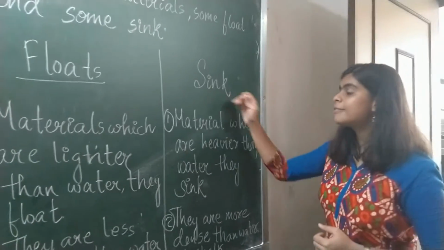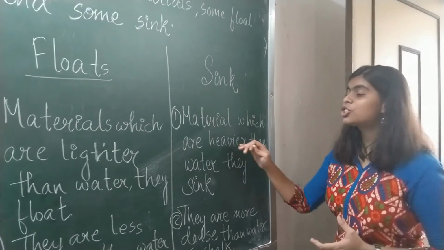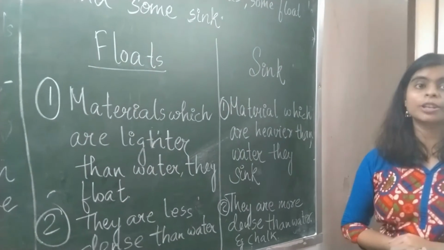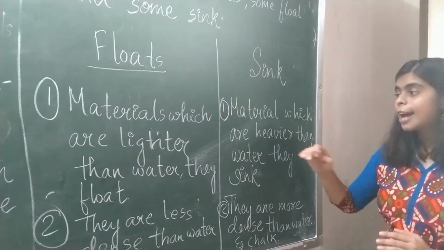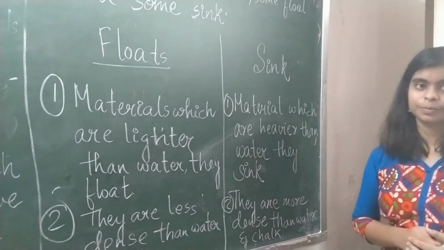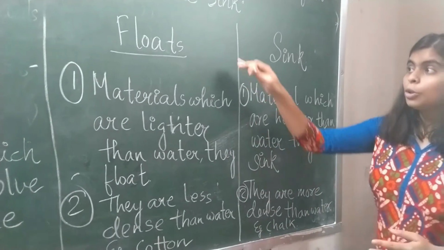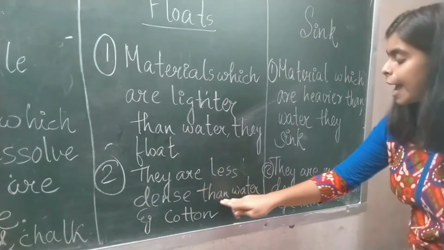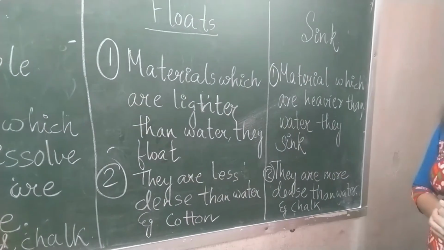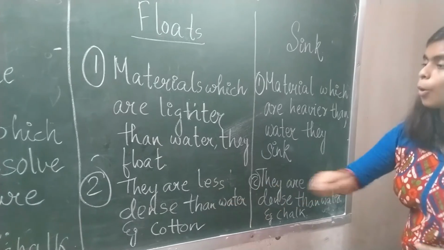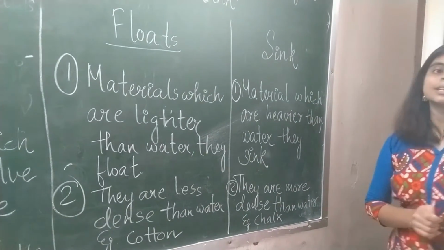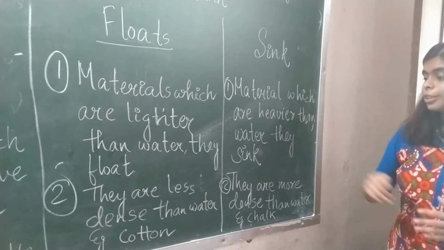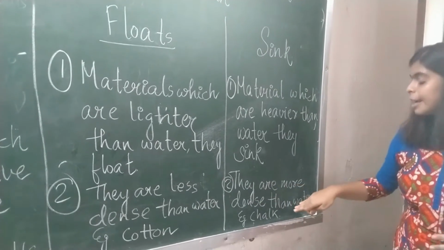And which materials will sink? The materials which are heavier than water. As you can see, chalk powder is heavier than water, and that is the reason it sinks. The materials that float, we call them less dense than water. And the materials which sink in water are called more dense than water.